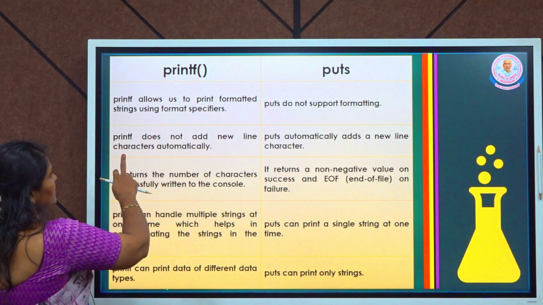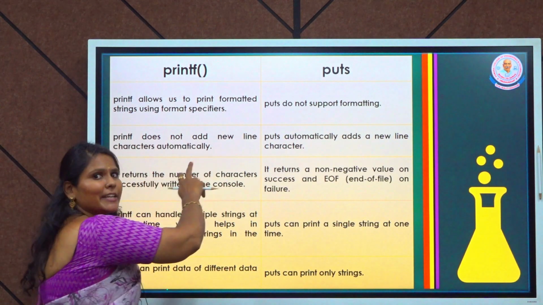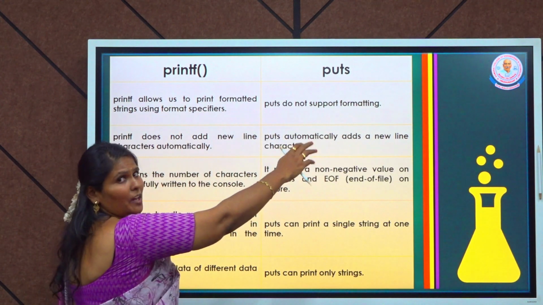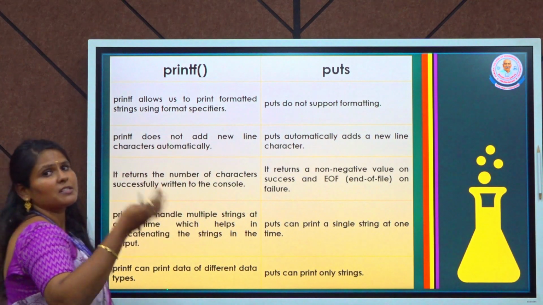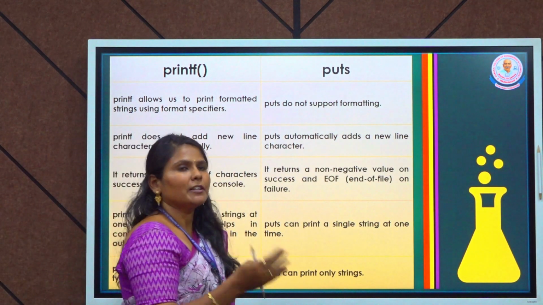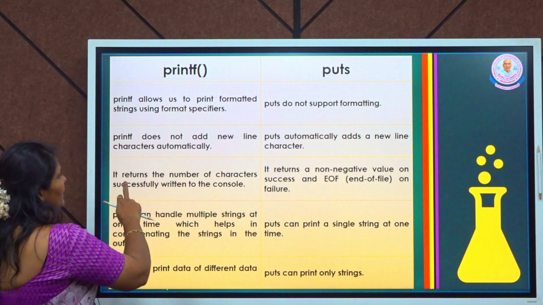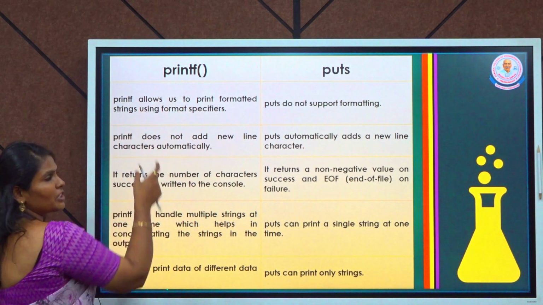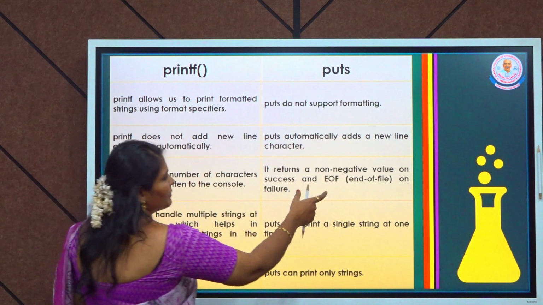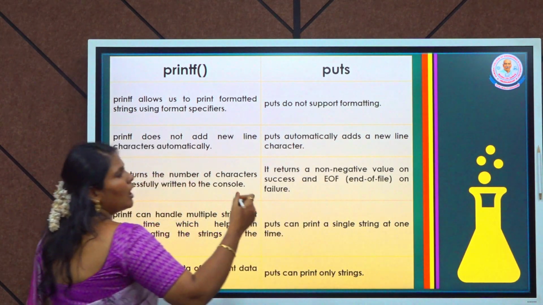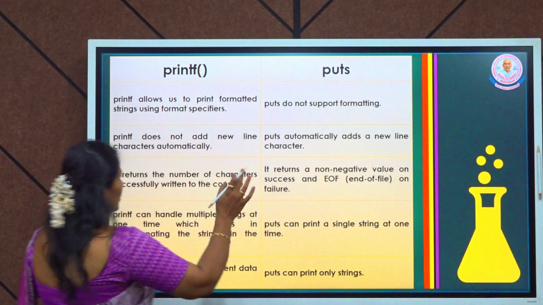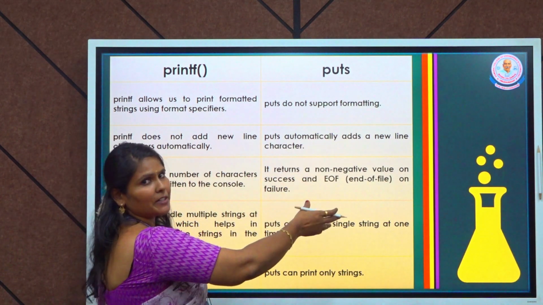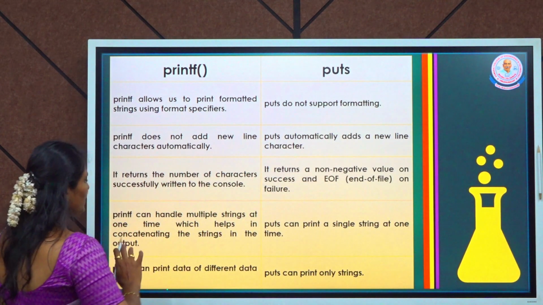Okay. Likewise, printf does not add a new line at the end, but puts will add the new line automatically. Since it is accepting a string, it will add the new line at the end of the characters. It will return the number of characters successfully written to the console. I already told you printf will return the number of characters, but puts will return some non-negative value, or EOF on a failure. It will not exactly return how many characters, but it will return some non-negative value once it is written.